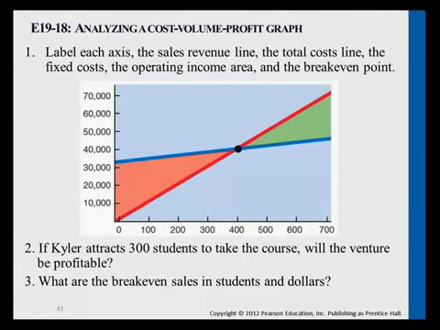Okay, so we have this. What we need to do is label each axis, the sales revenue line, total cost line, fixed cost, operating income area, and the break-even point. So let's start. What axis is which one? What is this axis? The X one. Units or total sales? Okay. What is this one? Okay. Now, what is this?